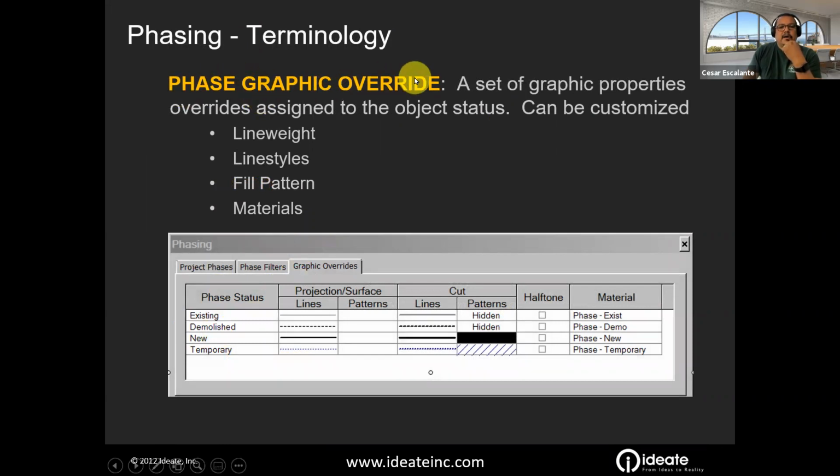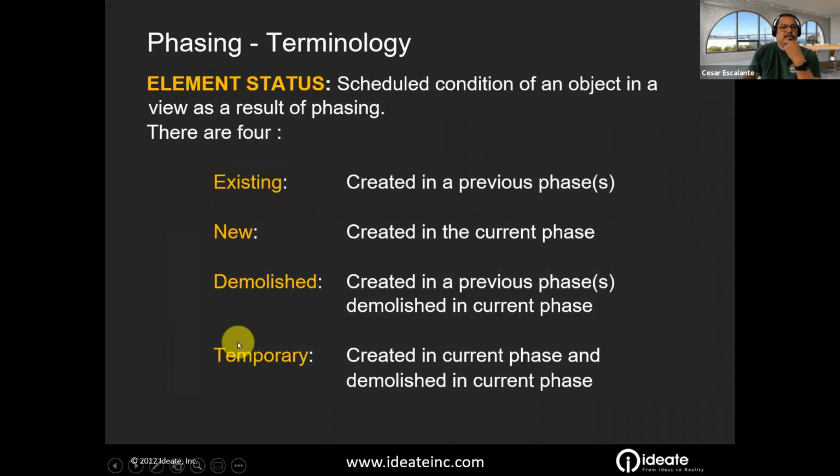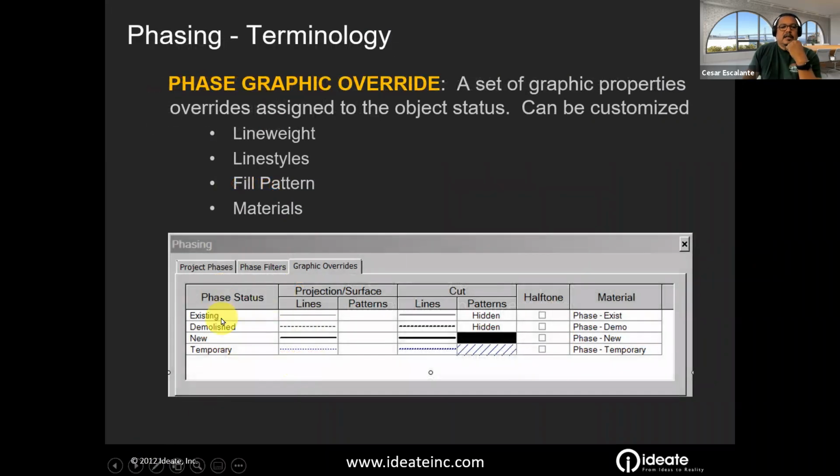The phase graphic override applies color graphics to the object status. Remember, the object status is this definition: when something is created and when something is demolished. Existing objects can receive a line weight, a line style, a fill pattern, and a material using the graphic overrides in the phasing dialog box. You can assign a demolish line type for elements that are created in the previous phase and demolished in the current phase, in the new construction.